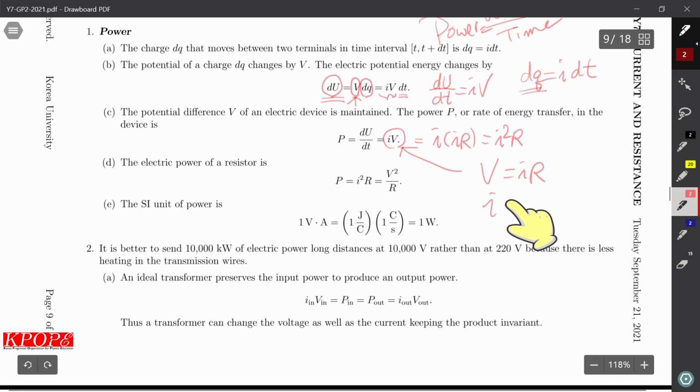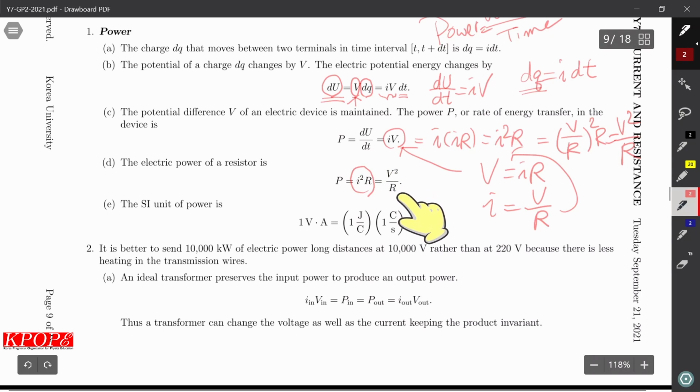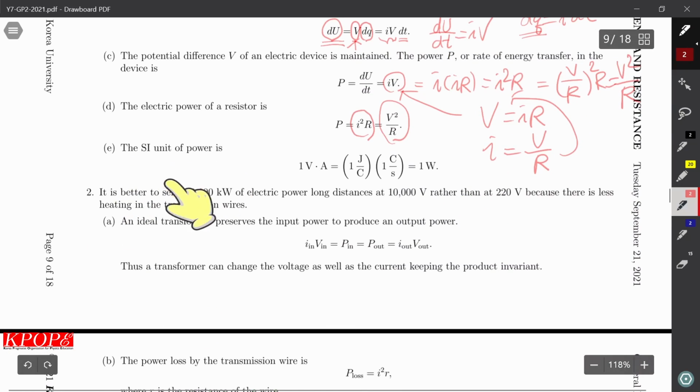Or I equals V over R, substitute in here, then it is V squared over R. Alright, so it can be expressed in either I squared R or V squared over R. The SI unit of power is current times V, volt ampere. Now 1 volt can be expressed in joule per coulomb. Coulomb per second for amperes, coulomb cancels, joule per second, that is watt. So volt ampere is watt.